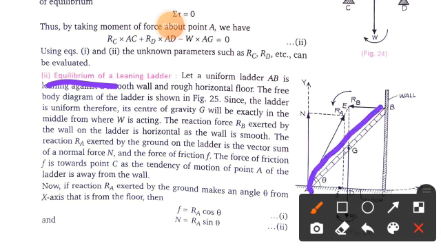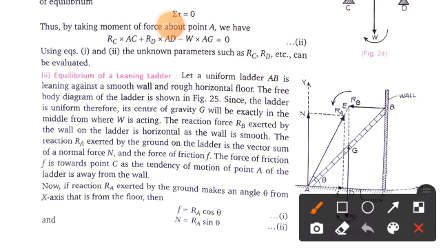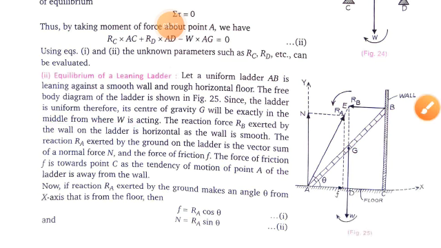The free body diagram of the ladder is as shown in the figure. Since the ladder is uniform, its center of gravity, capital G, will be exactly in the middle, from where W is acting. You can see that this is the weight of the ladder. The reaction force RB exerted by the wall on the ladder is horizontal as the wall is smooth. You can say this is the reaction force by the wall over the ladder.